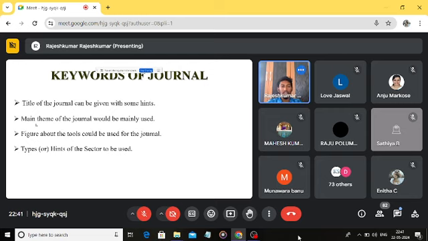And second, the main theme of the journal would be mainly used. The main theme of the journal means we have to give the tools. Every person is asking us, or we are asking other people, what tools are being used for your research. It can be the main impact of the theme. The main theme of the journal will be the tools for everyone in the research field.